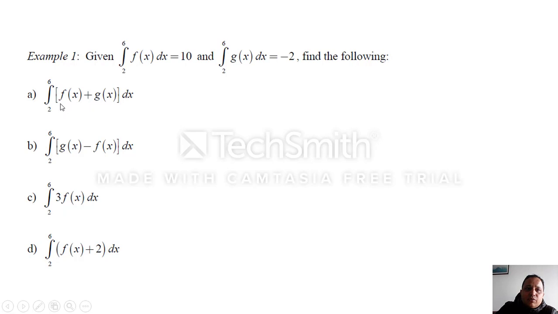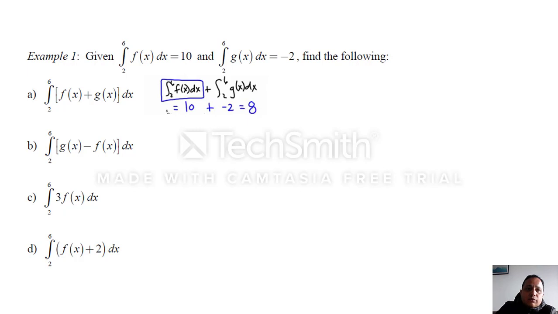So what you can do is you basically write this one as the integral from 2 to 6 of f of x dx plus the integral from 2 to 6 of g of x dx, and then once you have this value, this is how you will write. Okay, you can write this one, and you know the value of f of x is 10 and g of x is -2, so 10 plus minus is minus, so equal to 8. Simple, right? Do you want to try the second one?